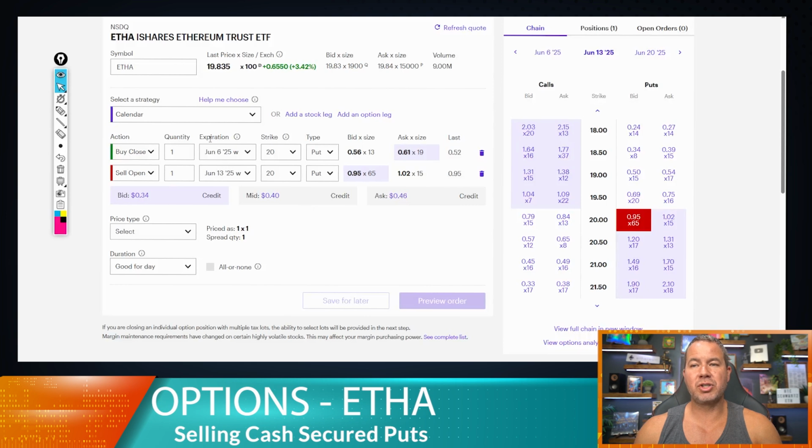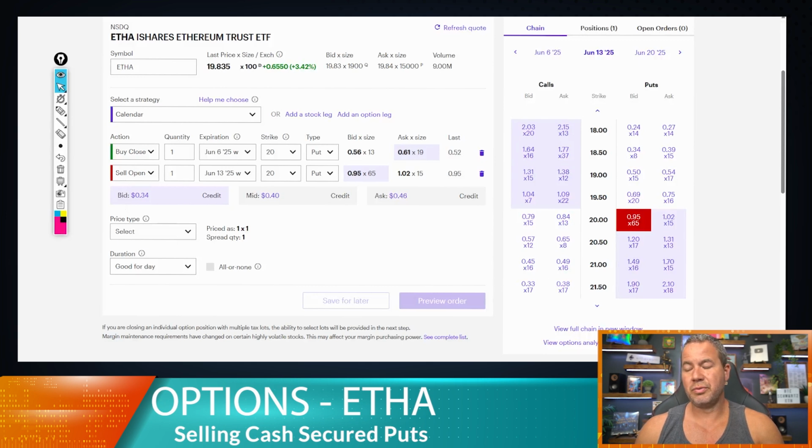So what are we doing here? We're buying back the first option that we sold, the June 6th, $20 put, for the ask, which is 61 cents. And we're selling the June 13th, which is a week later, $20 put, for 95 cents. So we're actually making an additional 34 cents in premium. And if that stock moved against us, it gives us a little bit more time to roll that option and get into that stock just a little bit later, or to get that sold a little bit later, and we'll buy to close a little bit later.